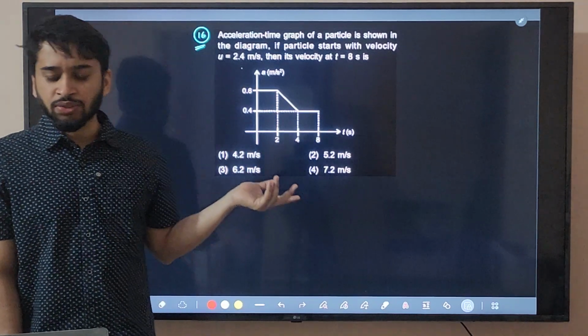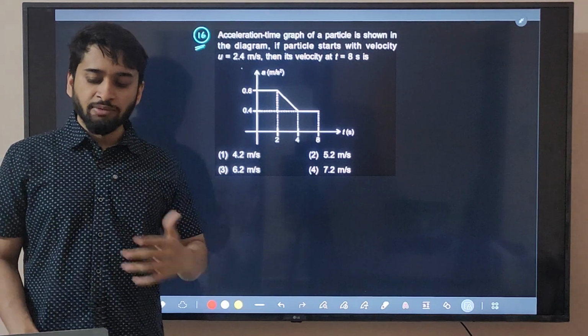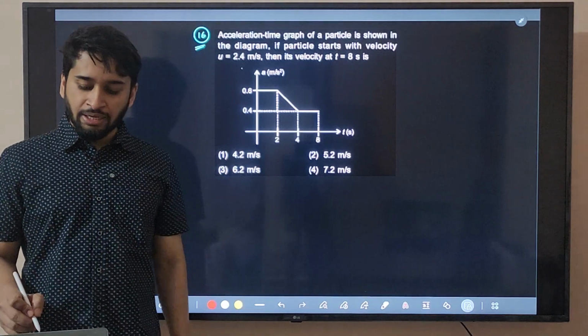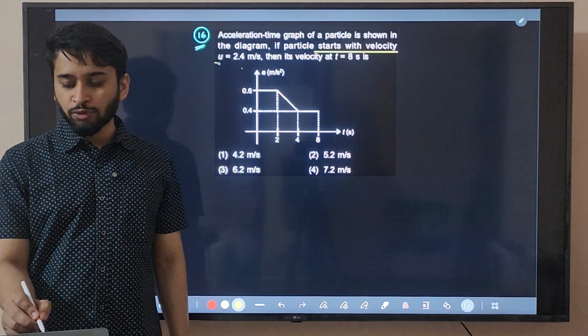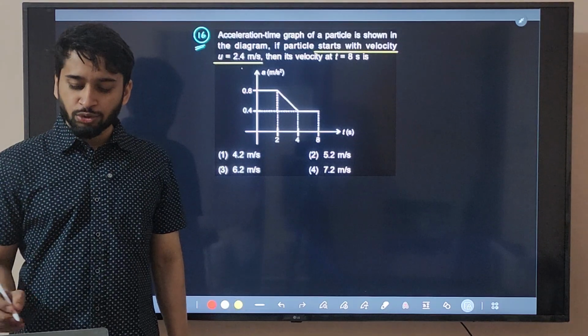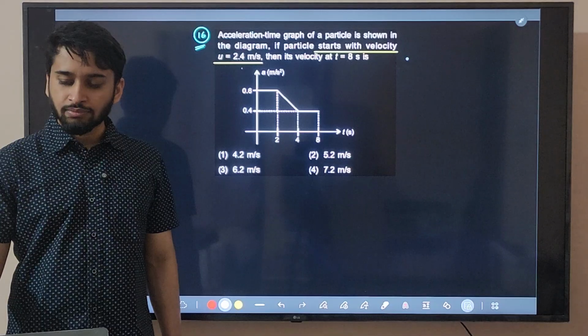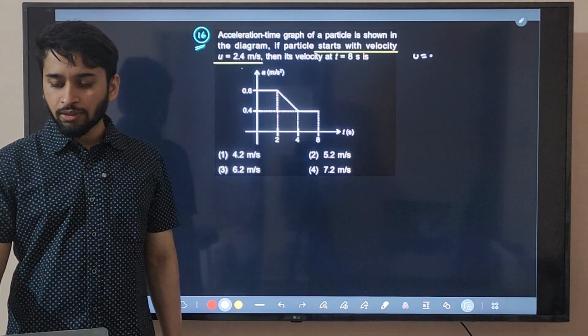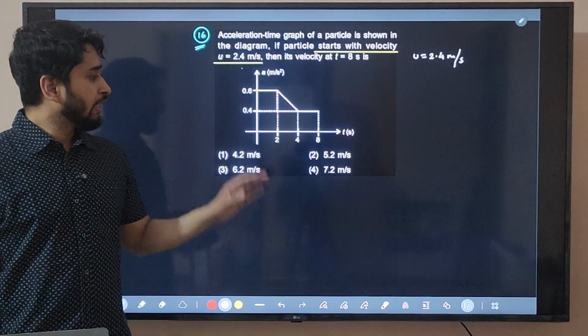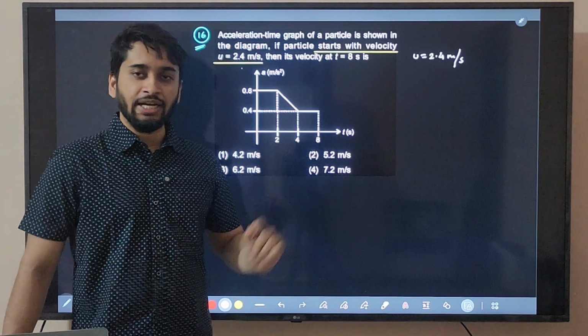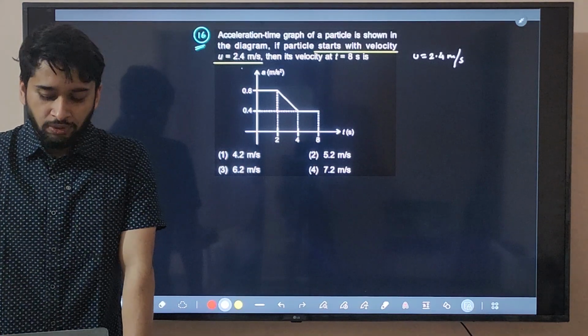I'm not going to solve this one. I'll just tell you how to do this, and we'll proceed. They're saying the particle starts with a velocity 2.4 meter per second, that means the initial velocity is 2.4 meter per second. Then they are asking the velocity at t equal to 8 seconds. How much will be the velocity at t equal to 8 seconds?